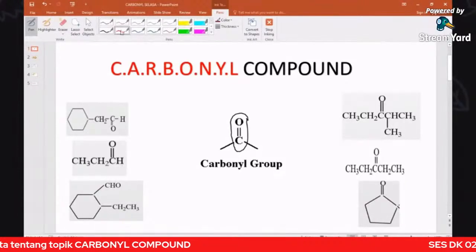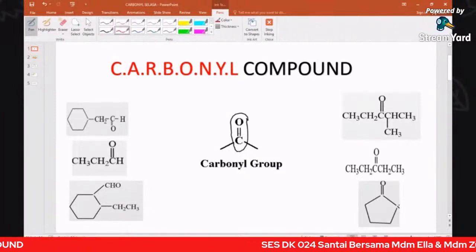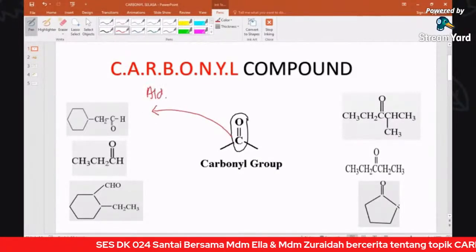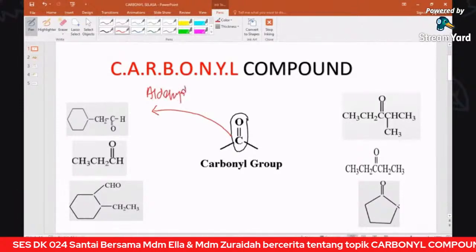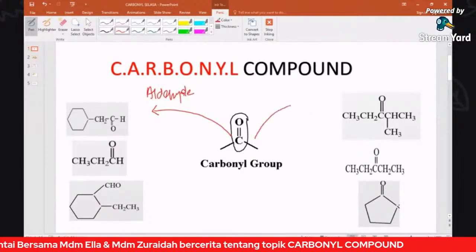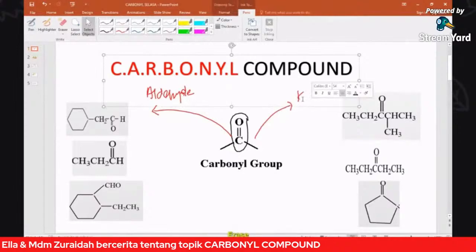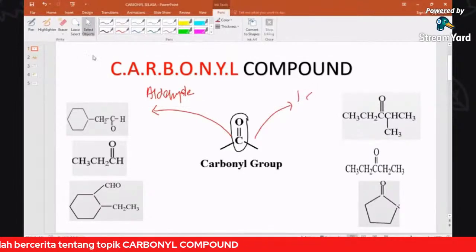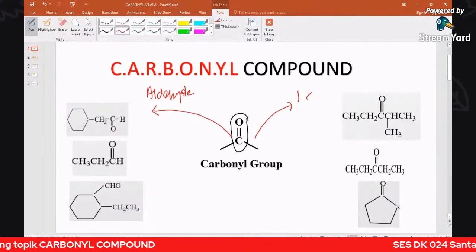Actually, we have two classes of compound that have a carbonyl group. We have aldehyde, this one is aldehyde. Sorry about my writing. And then this is ketone. Sorry, there is some disturbance. Ketone.